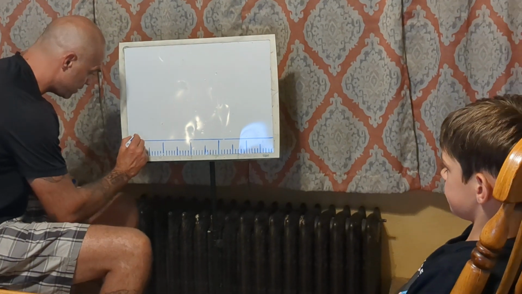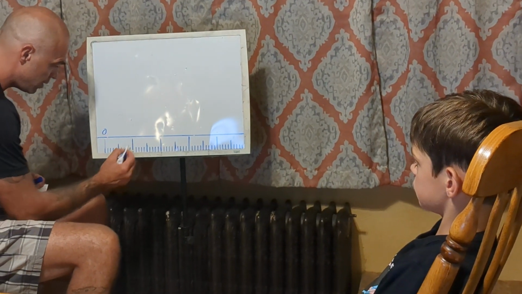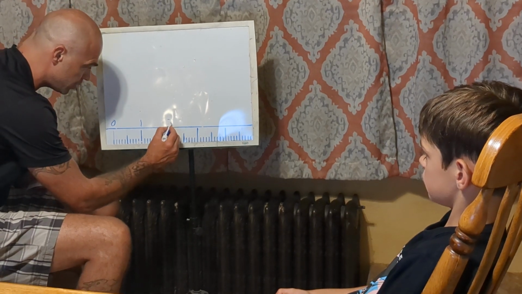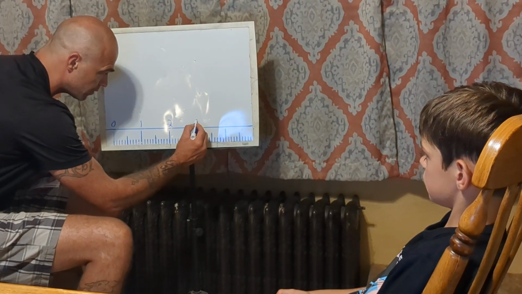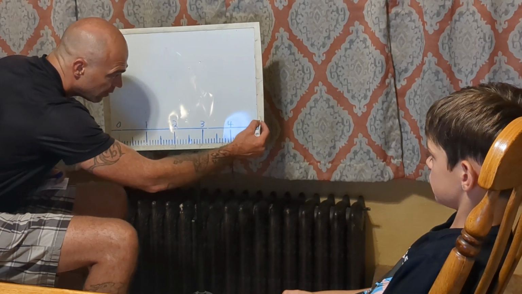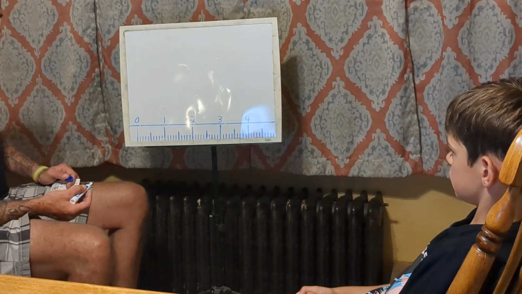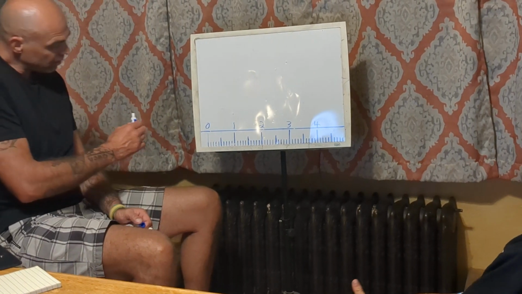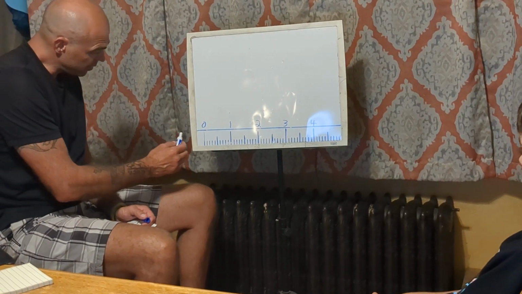Okay, so we could label these. We could make this one 0. We can make this one 1. Make this one 2. Make this one 3. Make this one 4. And then that one will be 5. Okay, so we know we got equal parts, right? Yeah. Alright, now what do you notice?